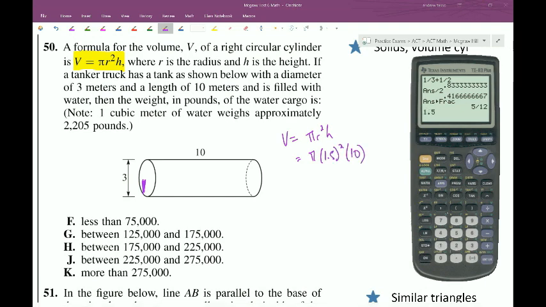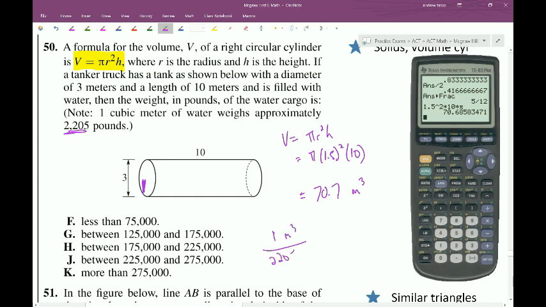So we could do 1.5, and we can square that, and then we can multiply that by 10 and multiply that by pi. So we get 70.7 effectively for the volume, and that's going to be measured in, what is it, cubic inches or cubic meters, right? Meters cubed. Good. Now 1 cubic meter of water weighs approximately this many pounds, so we can now set up a proportion. 1 meter cubed weighs 2205. Okay, 70.7 meters cubed weighs x. So we have to multiply 70.7 times 2205. Right, that gives us 155,000, which is choice G.